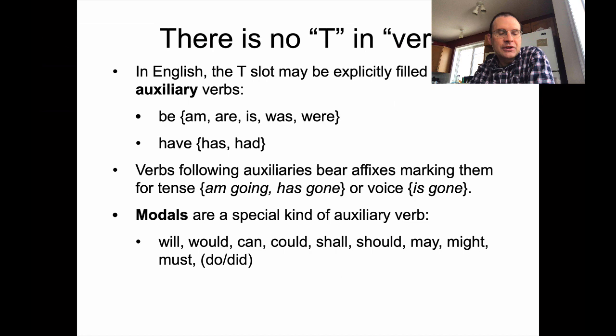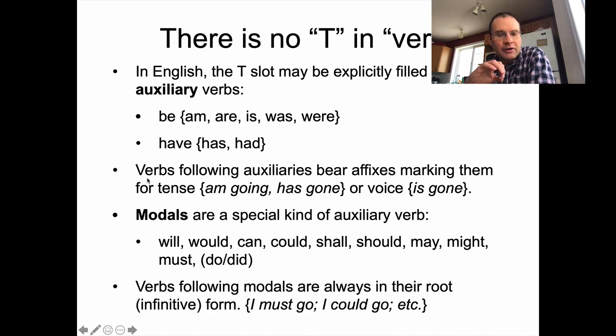There are other auxiliary verbs, though, that are a special kind of auxiliary verb. They're called modals. They're verbs like will, would, can, could, shall, should, may, might, must, and so forth. To a certain extent, they kind of look like they're in present and past form themselves. Not quite, but the main point about modals is that when there's a verb following a modal in the T slot of the sentence, that verb has to be in its root or infinitive form. So you can say I must go, or I could go, I shall go. That go is not going to change form, even though it can change form if it's preceded by a be or a have verb in that T slot.